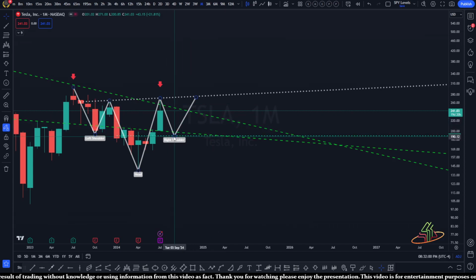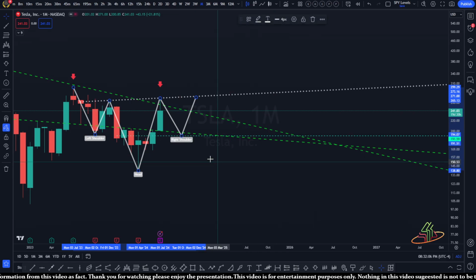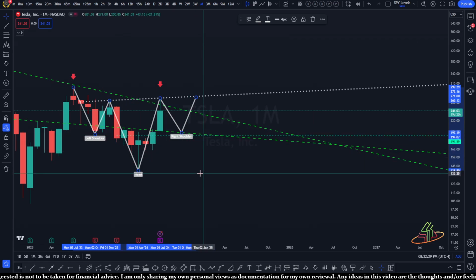So in my eyes, price either hits this 191 area or hits this 196 area, maybe like 198, maybe 197, something like that. So 191 to 197, this is my next buy zone for Tesla, right? It gets a little deeper than that.